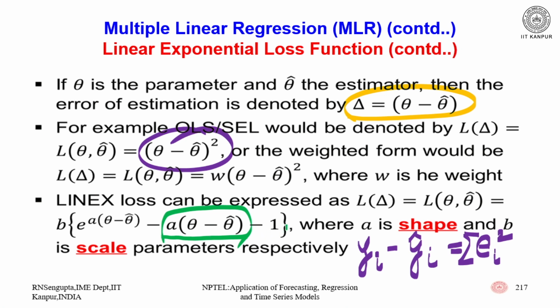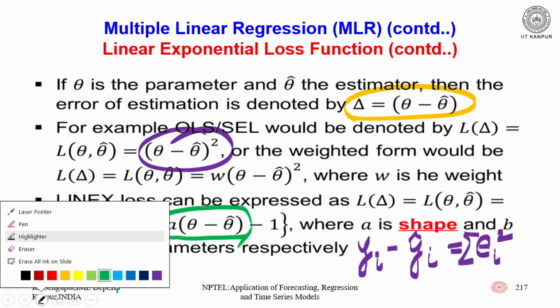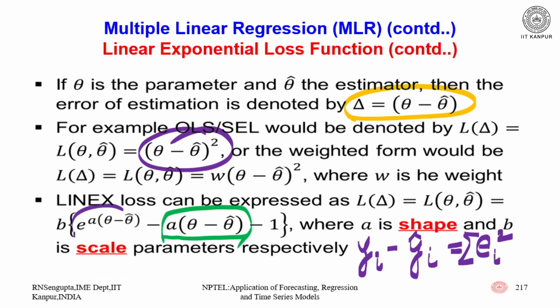There is a -1 sign also here, and the exponential part, which I will highlight with a different color, is given by e to the power a into delta. So, that is to the power, and this whole thing is multiplied by b. B is a scale parameter.